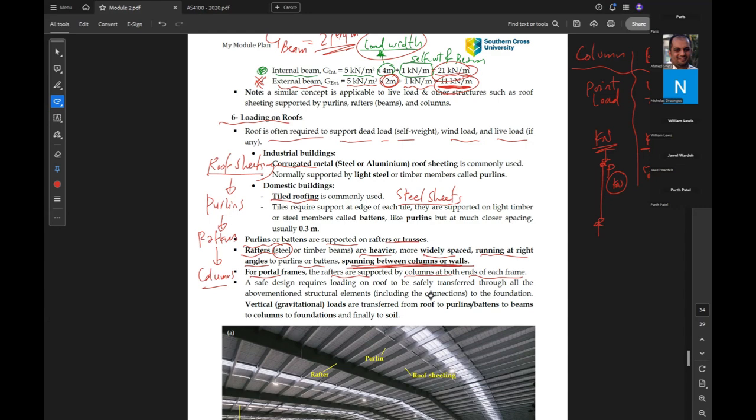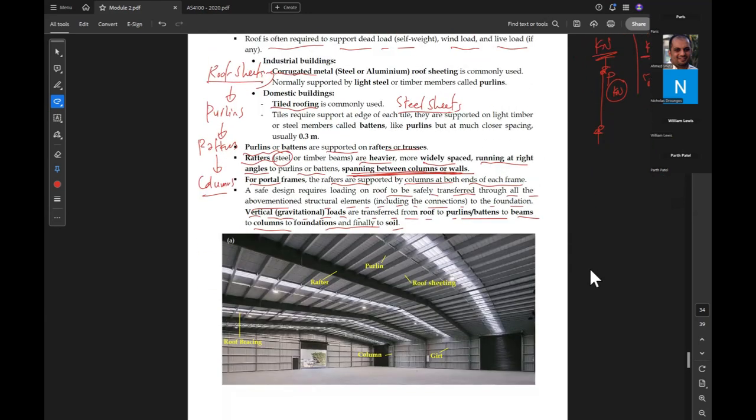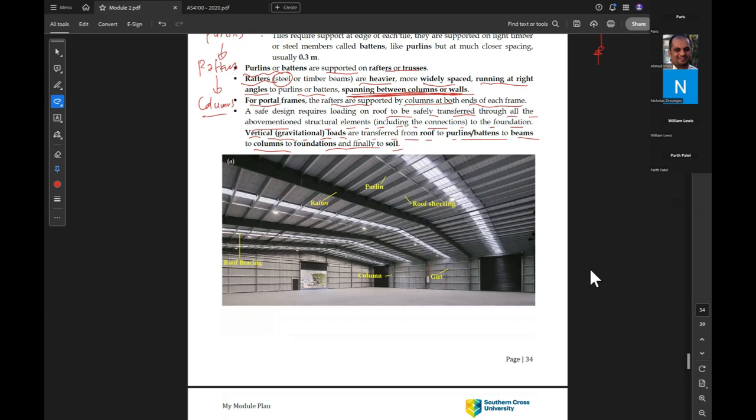A safe design requires loading on the roof to be safely transferred through all the above-mentioned structural elements, including connections. Vertical loads are transferred from roof to purlin to beams to columns to foundation to finally soil. This part is important to know how the load is transferred through the building. So can you help how the load is transferred through this building as an example?